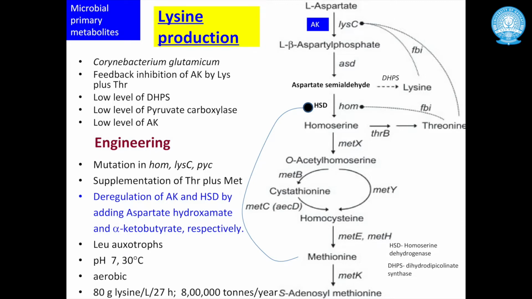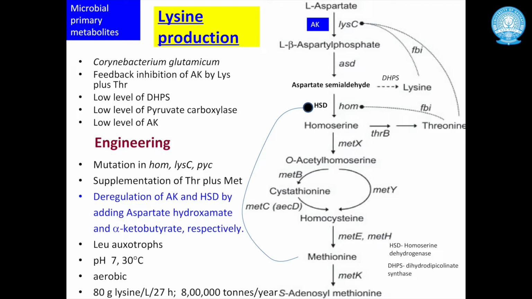But in this case, if leucine is not produced, then we have to supply leucine or include leucine in the medium for Corynebacterium glutamicum's growth. The pH is 7 and the temperature required is 30 degrees Celsius, and the whole culture should be carried out in aerobic condition.